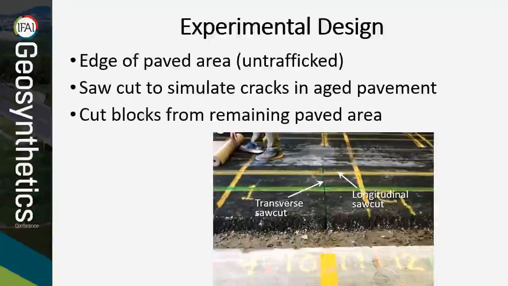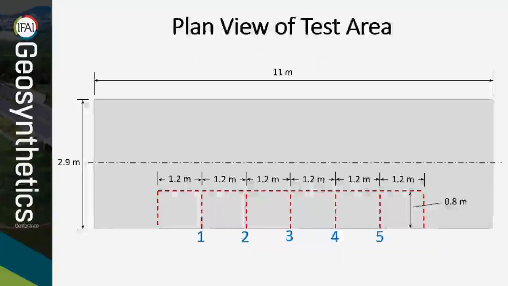This experiment was designed to see how well each product suppressed reflective cracks in the pavement under traffic loads. Because the pavement was new, cracks were simulated by cutting through the entire depth of the pavement using a wet saw. Cut widths were approximately 5 millimeters wide. A plan view shows the 7 transverse cuts and single longitudinal cut. This created 5 cracks that were bounded on both sides by independent blocks.